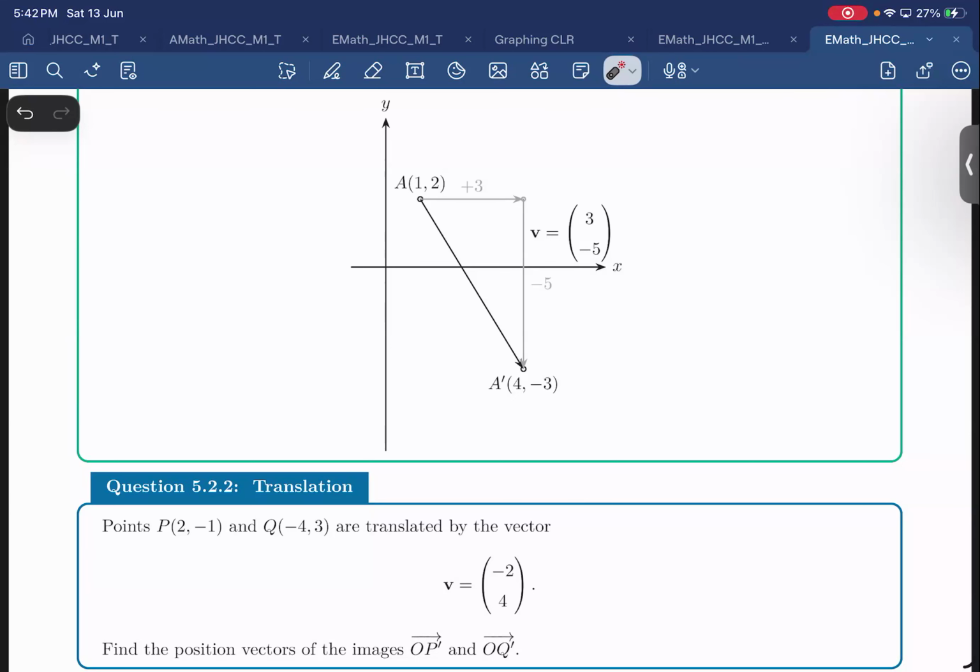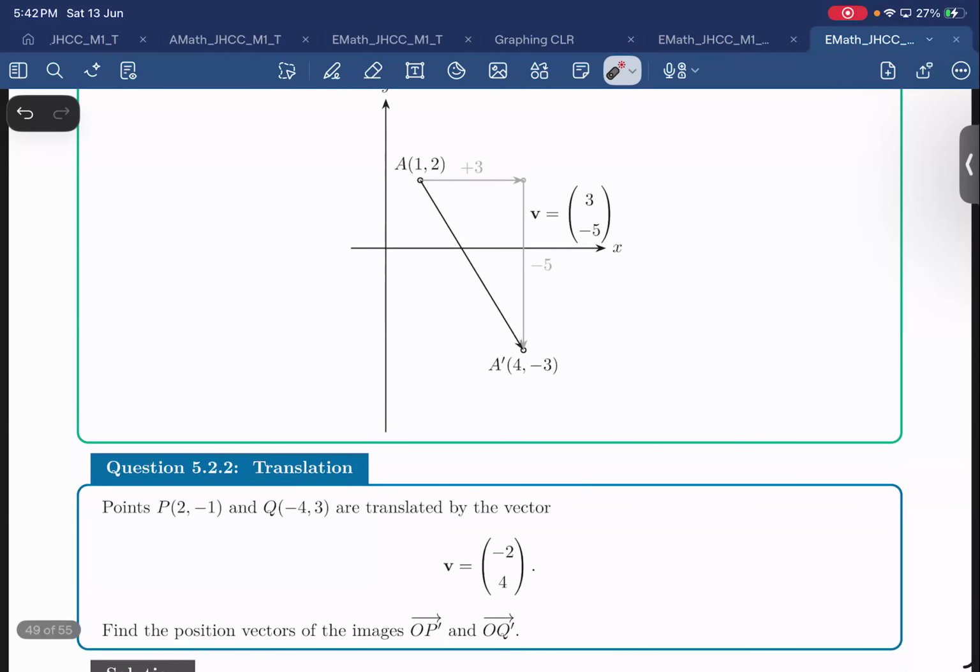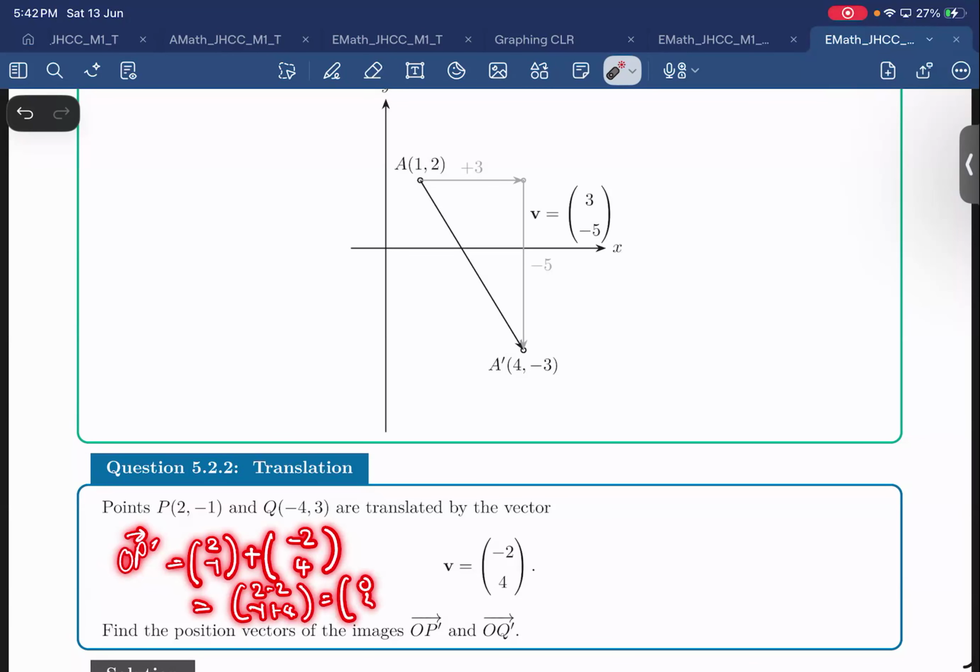Okay. This one I think is quite straightforward. So you simply just add the two vectors together. So the first one, for OP prime, the image, OP prime will just be OP, which is 2 minus 1, plus vector v. Vector v is minus 2, 4. So it's 2 minus 2 over minus 1 plus 4, which is 0, 3.